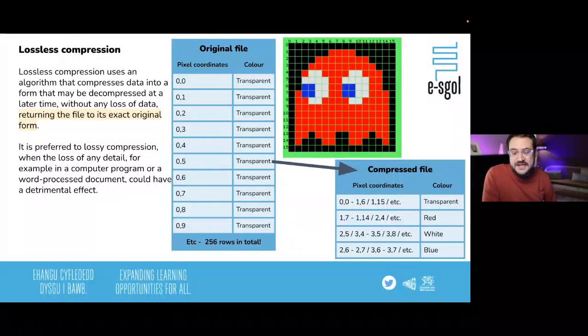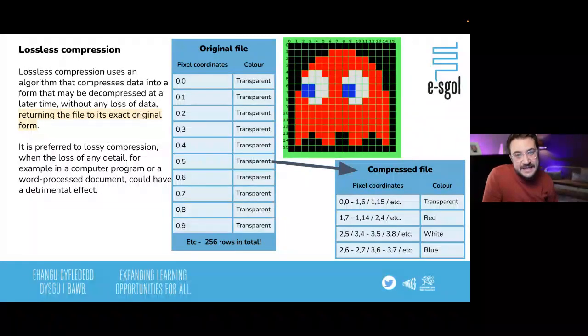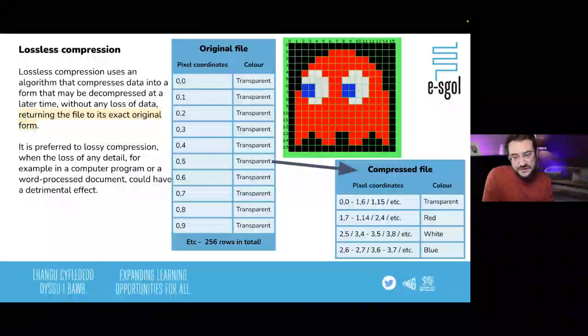So lossless compression, as you may be able to guess, is compression that makes the file size smaller, but doesn't actually lose any of the information in the original file. It uses clever maths and algorithms to store exactly the same data using less space on your computer or on your device.